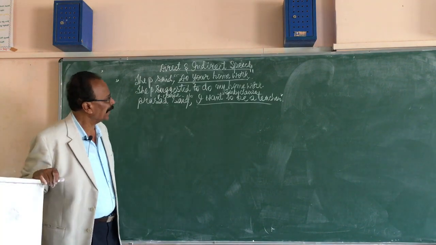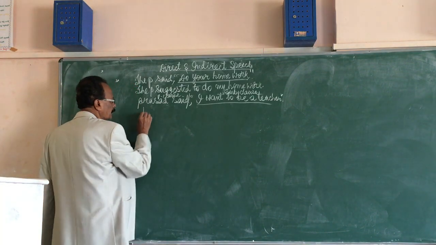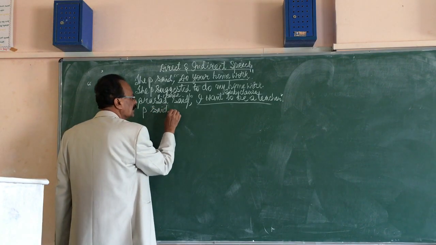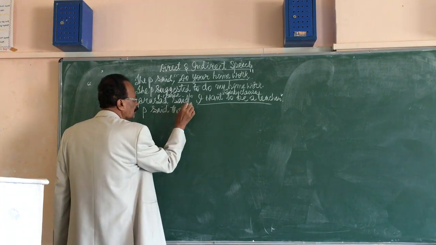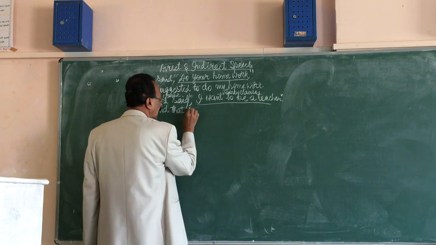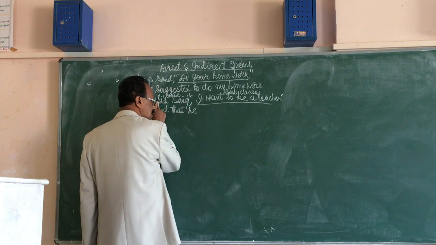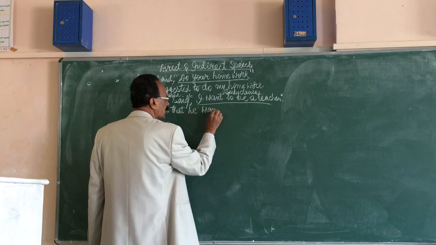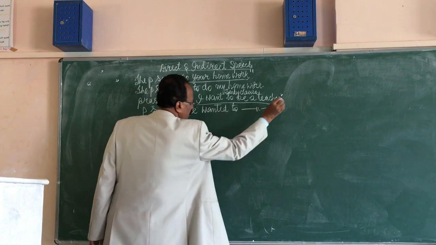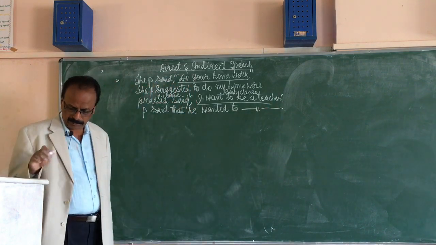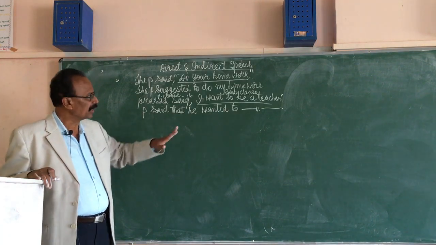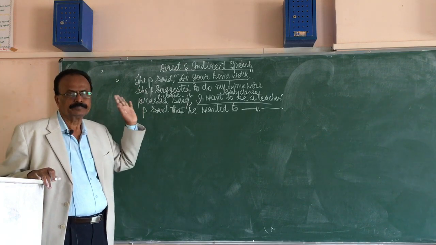So, Prasad said that he wanted to be a teacher. Prasad remains the same, said remains the same, because it is a statement. When you remove the comma, because it is a statement, it becomes "that." "I" becomes "he" because I refers to Prasad. And present tense becomes past tense. "To be a teacher," no change. Only pronouns, verbs, and time expressions take a change, and all other things remain the same.